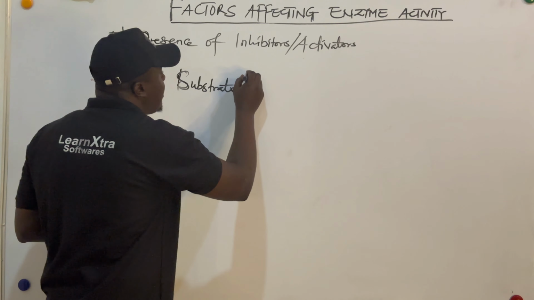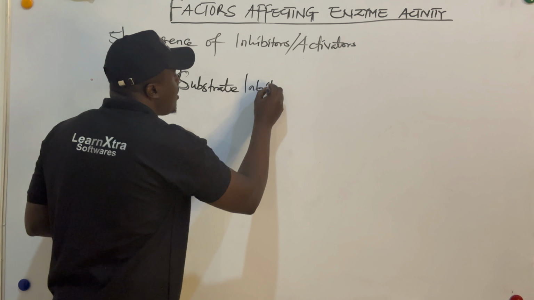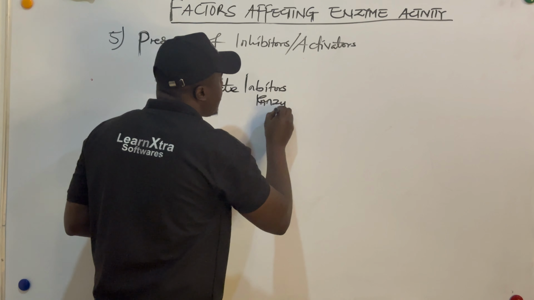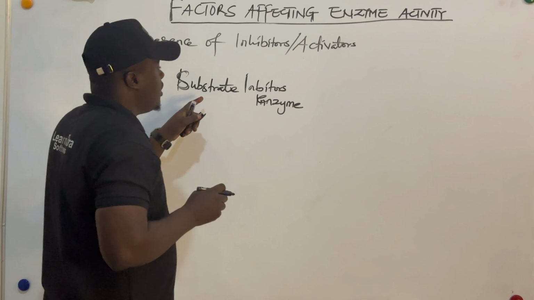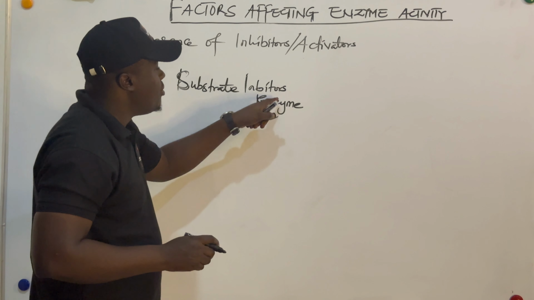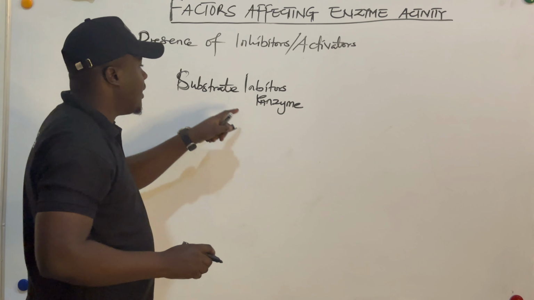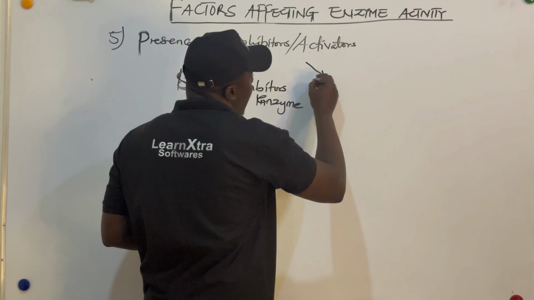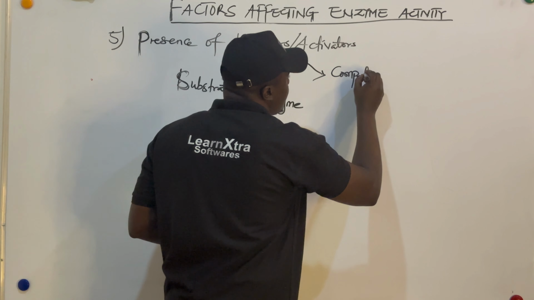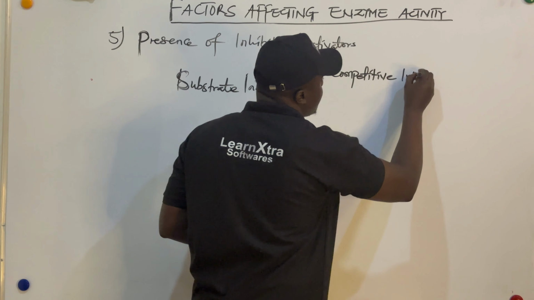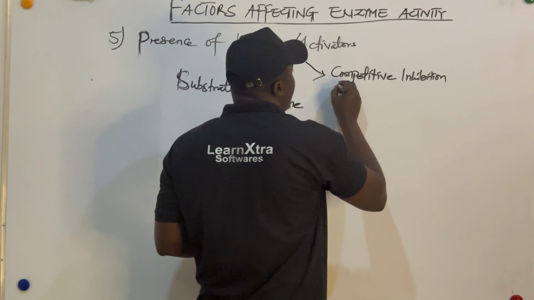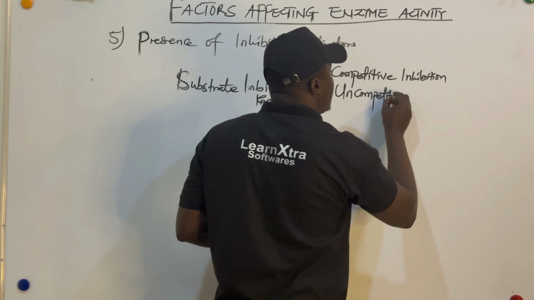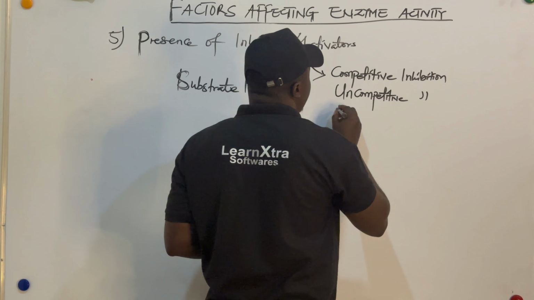Now, if I have more inhibitors binding to an enzyme, it means I will have more enzyme inhibitor complex than enzyme substrate complex in the case of a competitive inhibition. In inhibition, we can have competitive inhibition, we can have uncompetitive inhibition, and we can have non-competitive.